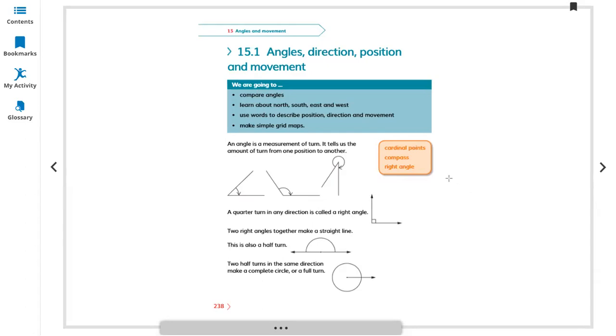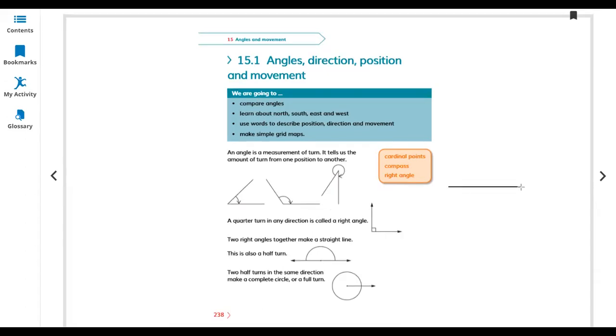For example, this is exactly the shape of L from any side. Right angle. If I make a line here, this is a right angle. If I make a line here, this is a right angle. This corner is a right angle. Why? It's making exactly the shape of L. This one is making exactly the shape of L. So it's a right angle. A quarter turn in any direction is called a right angle.